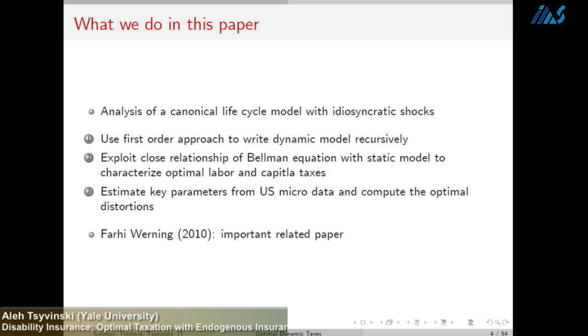And by writing the Bellman equation this way, and by thinking about the dynamic model as a static model with two goods, today's goods and tomorrow's goods, I think one can demystify the optimal dynamic taxation a little bit and bring it closer to the classic public finance applications. I'm also going to find the key parameters to calibrate these models from the US microdata, and I'm going to compute the optimal distortions.